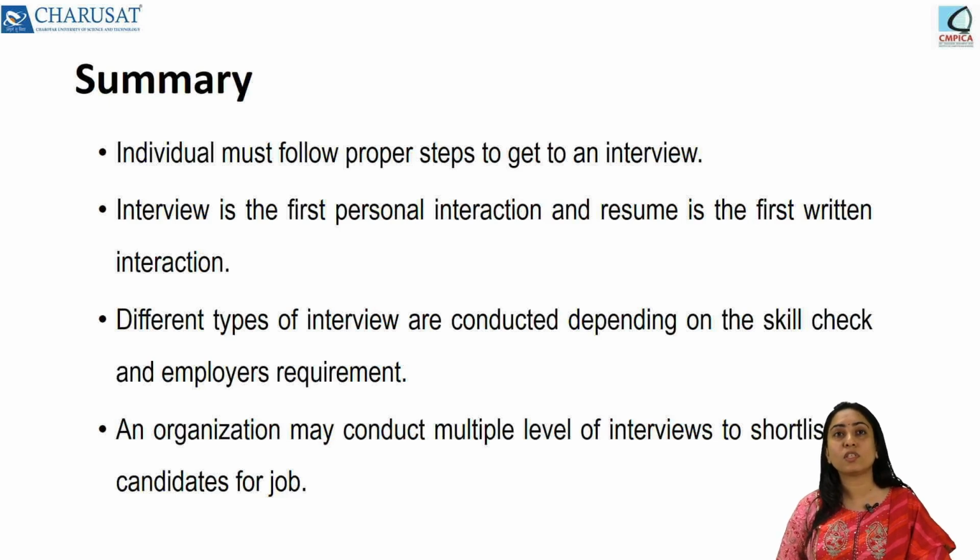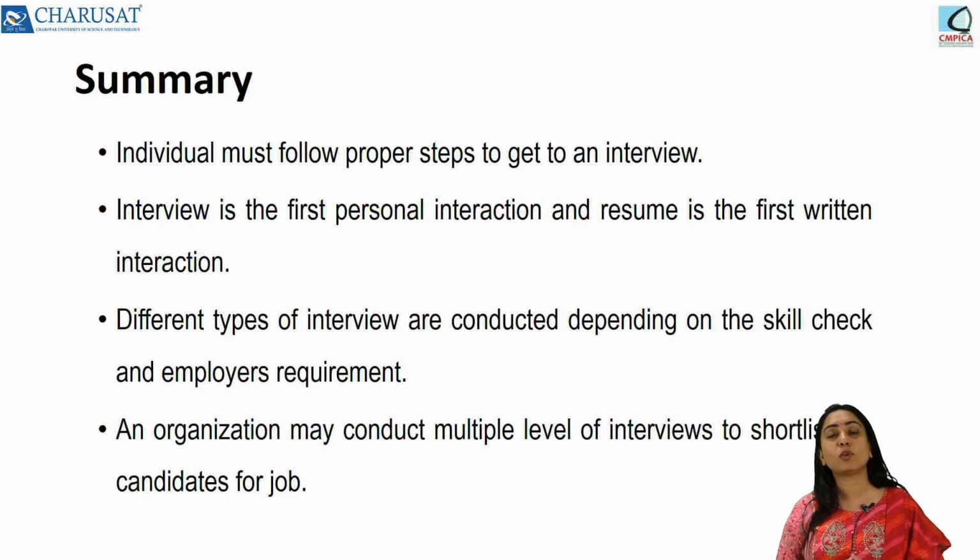So the summary of the session would be that an individual must follow proper steps to get into an interview. Interview is not the first step to reach any organization or place. There are multiple procedures that one needs to follow to get into an interview in the first place. And if one is getting the chance to be at an interview, one needs first and foremost to fulfill all the other criteria and take care of the other things. Interview is the first personal interaction, we know that, and resume is the first written interaction.